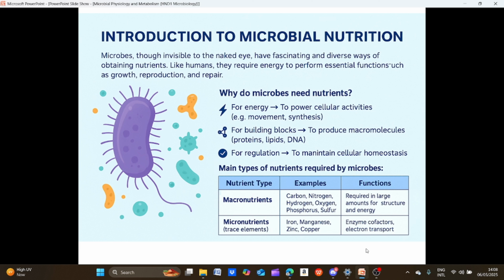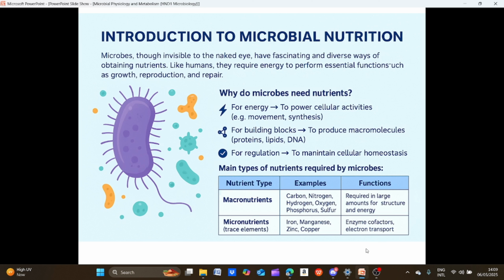That is, to produce macromolecules like proteins, lipids, and DNA. We know how important these three macromolecules are: protein, lipid, DNA. DNA is a nucleic acid, and that is the informational molecule that we'll talk about. So that means if energy is not available to them, if they are not eating, at the end of the day it might be too difficult for them to produce even these.